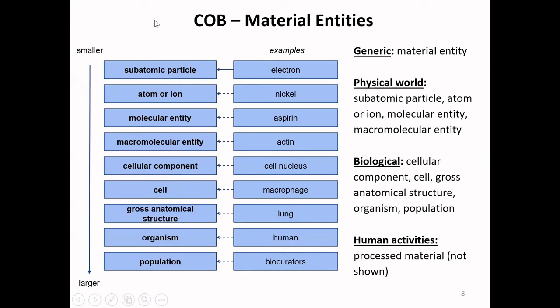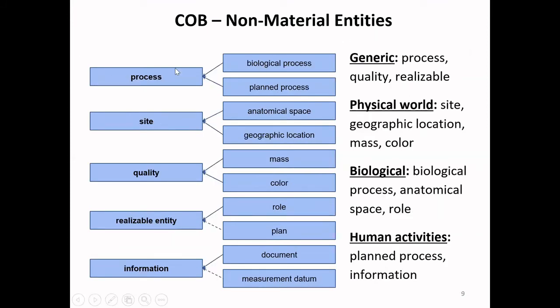So here's an example of how COB looks for material entities. These would be the kinds of terms that are below BFO material entity, but they are covering the kinds of things that are in OBO ontologies, such as the physical world in terms of physics, subatomic particles, molecular entities, macromolecular entities, etc. Biology things like cellular components, cells, anatomical structures, and then human activities, such as devices, reagents, those kinds of things that would be falling under processed materials. Then there's the non-material parts. So you have biological processes that are covered primarily in GO versus planned processes, some things like assays that are in OBI, and so on.